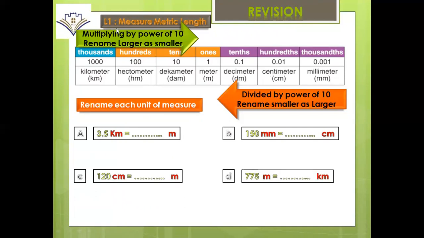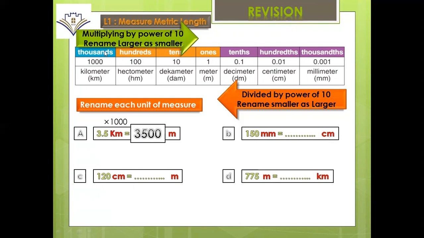Converting to meter, 1, 2, 3. Each time we multiply by 10: multiply 10, multiply 10, multiply 10. Then multiply by what? 1,000. So 3.5 multiplied by 1,000 means move the decimal point 3 places to the right. Why to the right? Because the number will increase. Then 3.5, the point goes here, 1, then 2 zeros and 3 zeros. Then we put down 2 zeros. Then the answer is 3,500 meter.